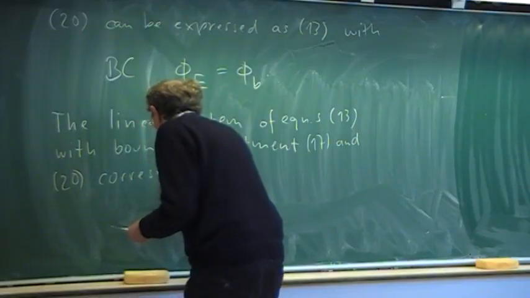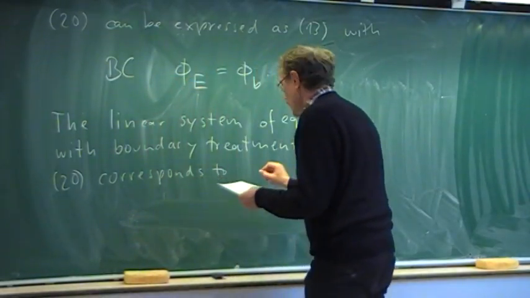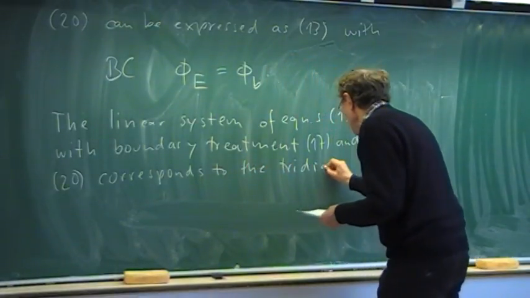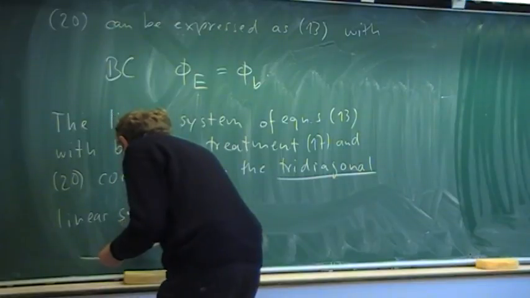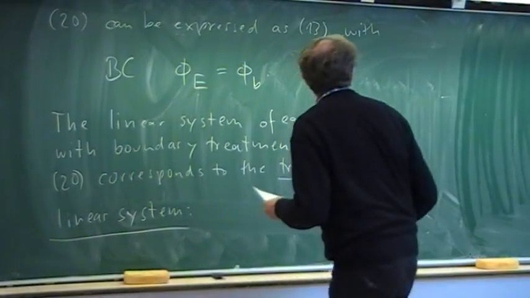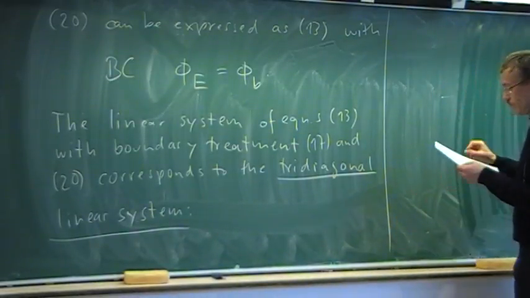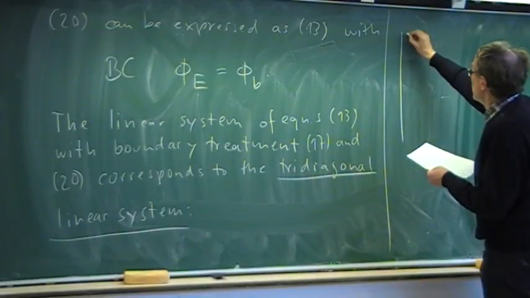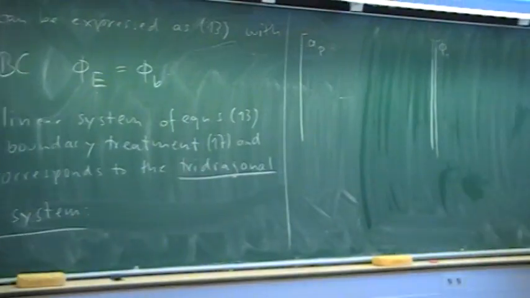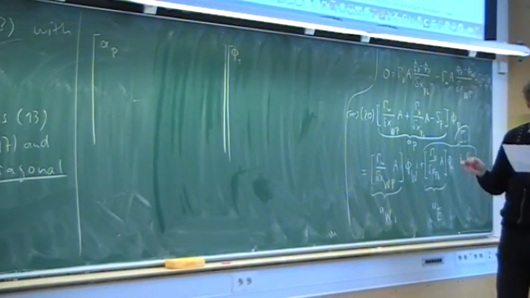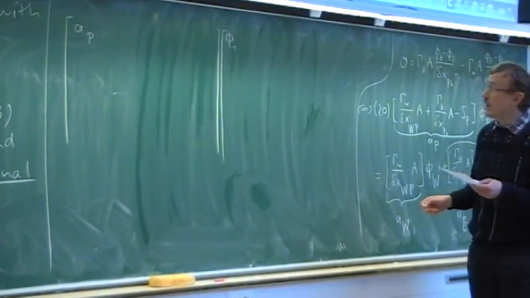That corresponds to the following tri-diagonal linear system. So, what do we get? We get, if we use the form, if you remember from 17, we had AP that will be in the diagonal, and our unknowns will then be, say the unknown, now I have to use here an index, that will be the unknown in the first cell, that is the cell next to the boundary. That was the one that we discussed in the beginning.